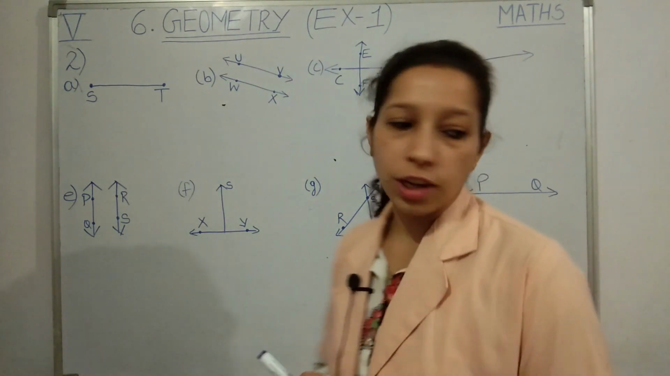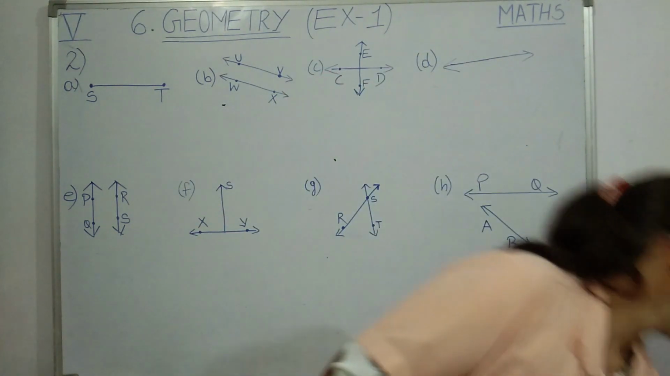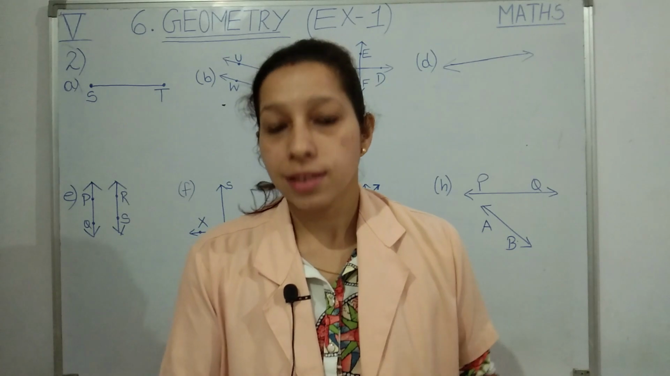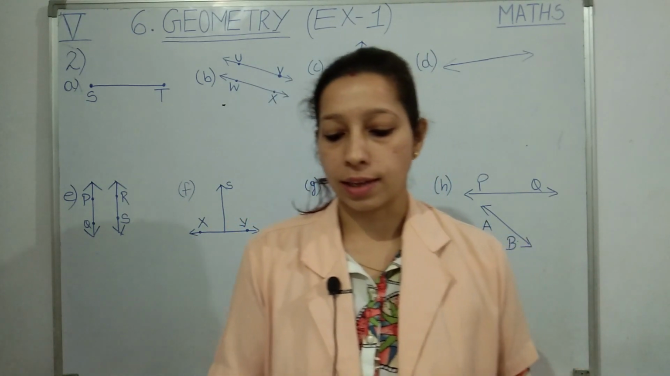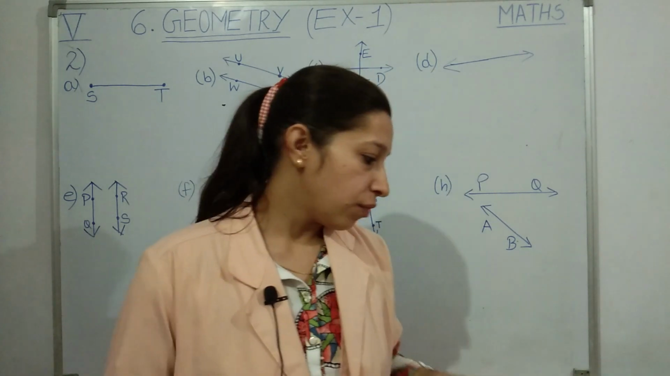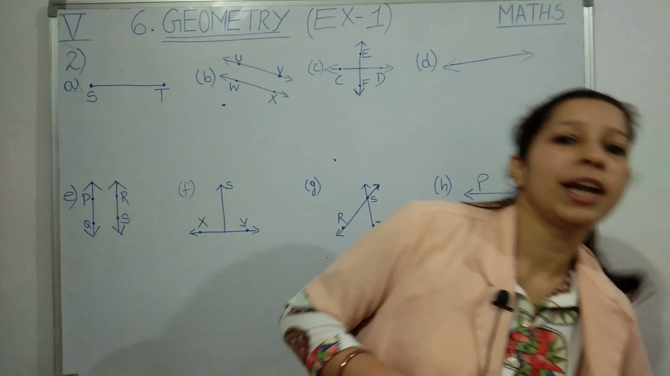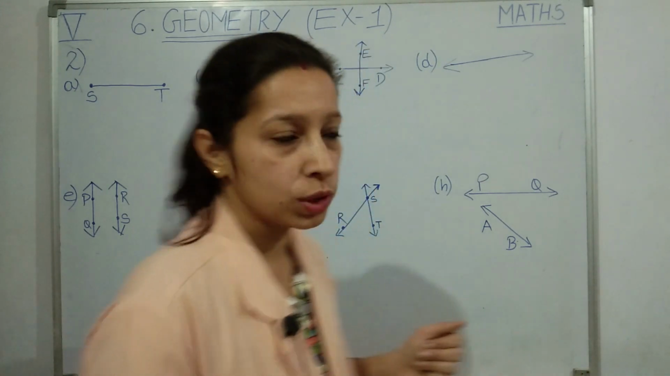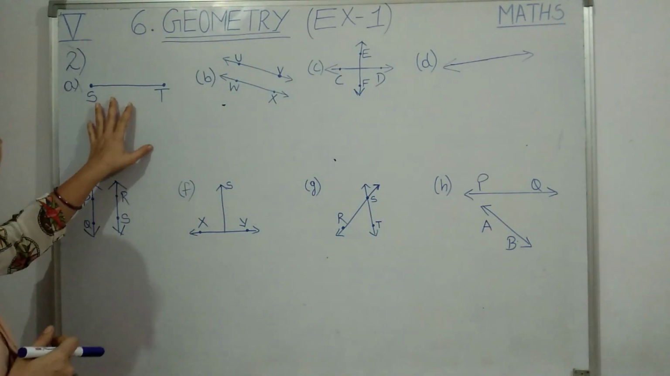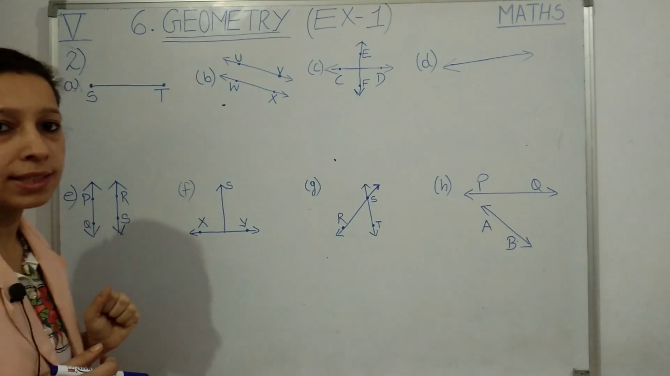So students, question number 2 is classify the following lines into lines, line segment, parallel lines, perpendicular or intersection lines. Also write their names. In the first video for this chapter, I have explained you about different types of lines, isn't it? So that only we are going to use here, students. Here you have to see the type of line and you have to write its name.